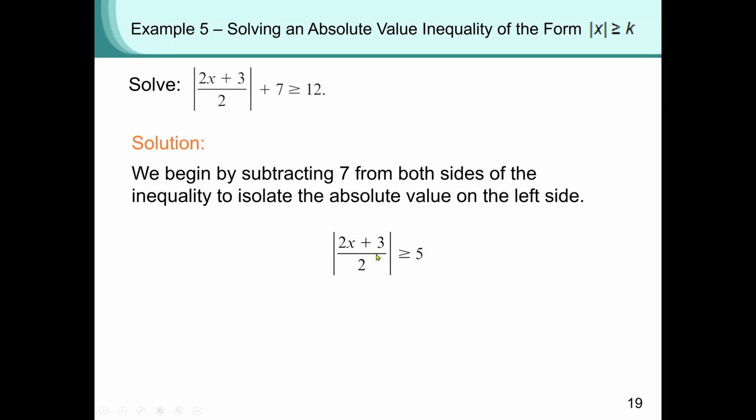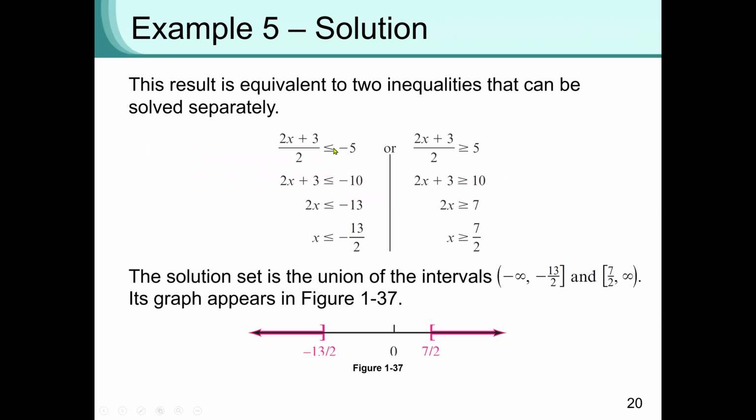We get (2s plus 3) divided by 2 less than or equal to negative 5, and (2s plus 3) divided by 2 greater than or equal to 5. There's an equal sign, and that's what we have here: (2s plus 3) divided by 2 is less than or equal to negative 5 according to our rule, or (2s plus 3) divided by 2 is greater than or equal to 5. So we solve the two inequalities.